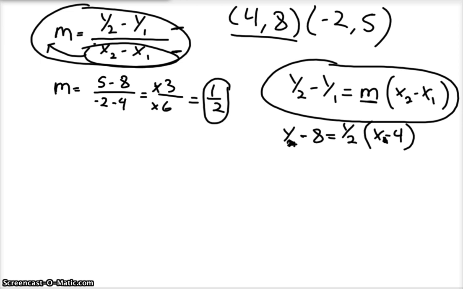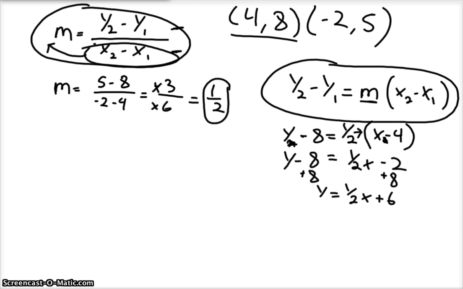Alright, so what we need to do is get y all by itself. But we need to look at our parentheses over here. So we have 1/2 times x minus 4. So now that equals 1/2 x minus 2. And we still have y minus 8. To get y all by itself, we add 8 to each side, just like normal algebra. And we end up with y equals 1/2 x plus 6. And that's our final answer.